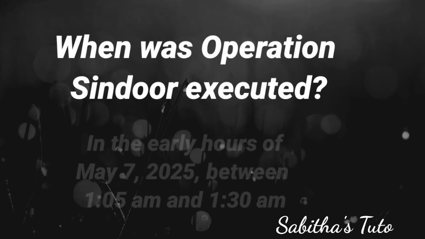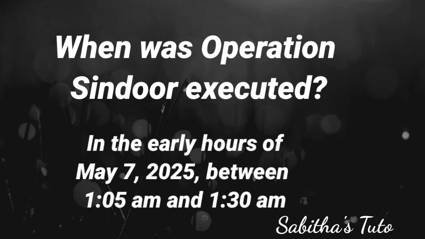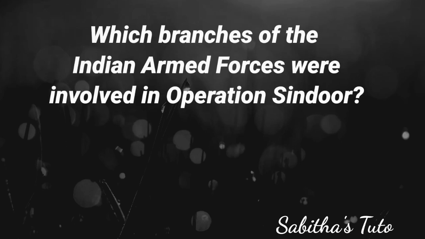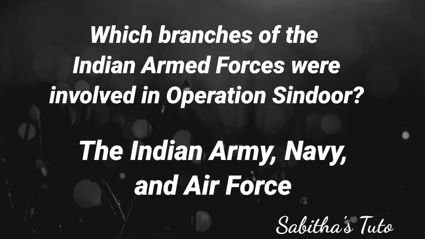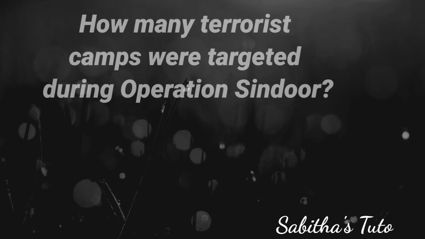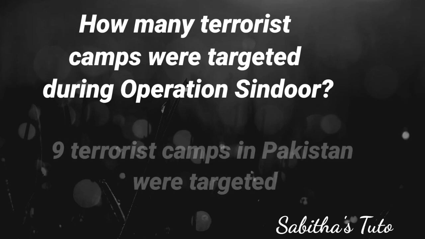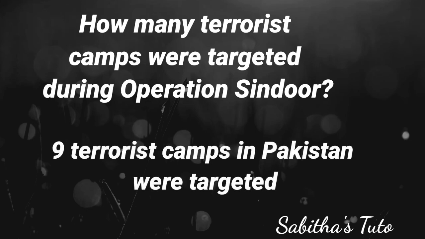When was Operation Sindoor executed? In the early hours of May 7, 2025, between 1:05 am and 1:30 am. Which branches of the Indian Armed Forces were involved in Operation Sindoor? The Indian Army, Navy and Air Force. How many terrorist camps were targeted during Operation Sindoor? 9 terrorist camps in Pakistan were targeted.